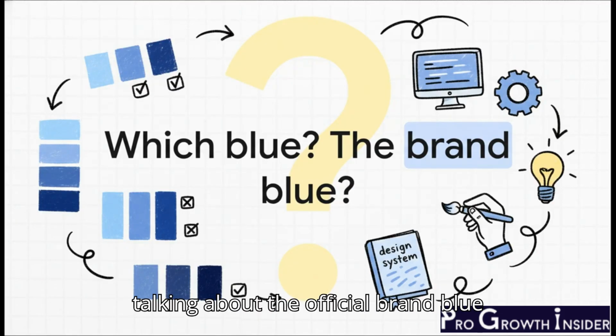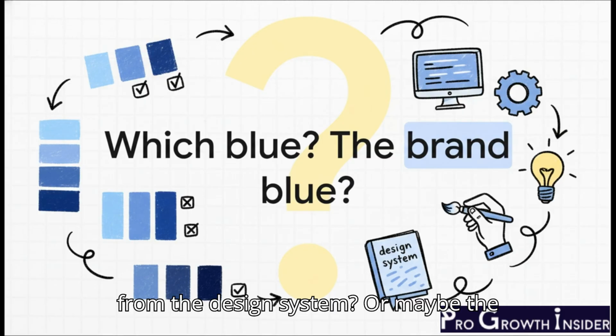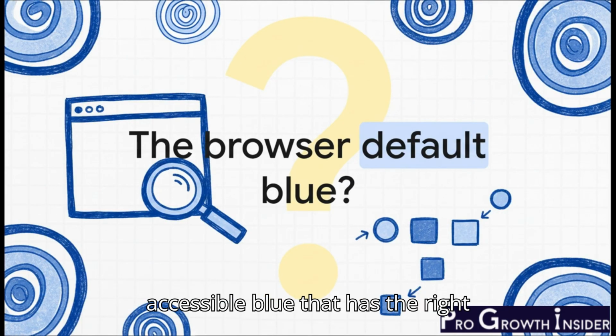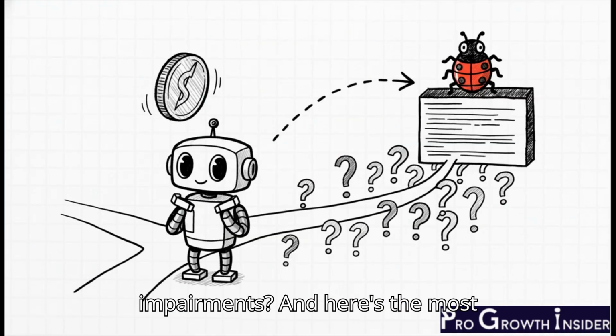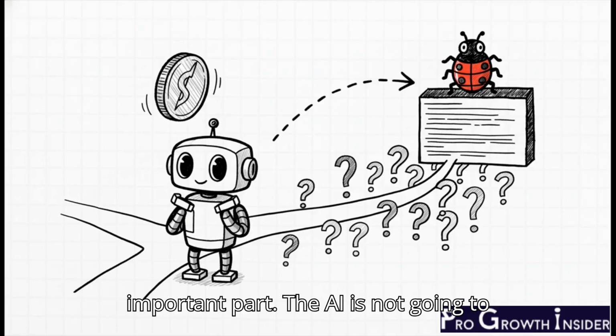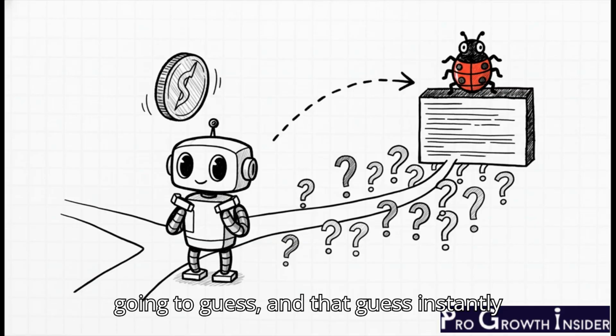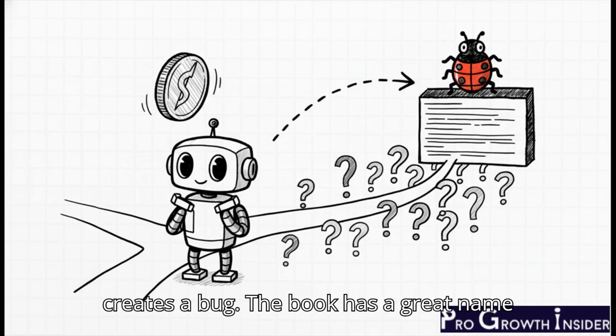Are you talking about the official brand blue from the design system? Or maybe the browser's default blue? Or what about an accessible blue that has the right contrast for users with vision impairments? And here's the most important part. The AI is not going to ask you for clarification. It's just going to guess. And that guess instantly creates a bug.